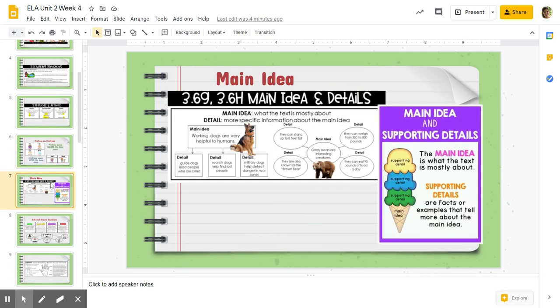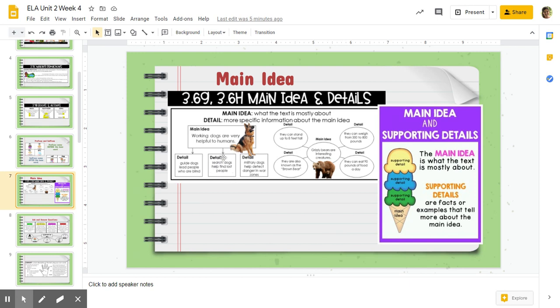We also talked about our main idea. So the main idea is what the text is mostly about. And then those details, or supporting details, are specific information that help support what the main idea is. So here we have a dog example. So if the main idea of a text is working dogs are very helpful to humans, all of my details should support that. So the first detail they had is guide dogs lead people who are blind. That is a helpful trait. That is supporting my main idea.